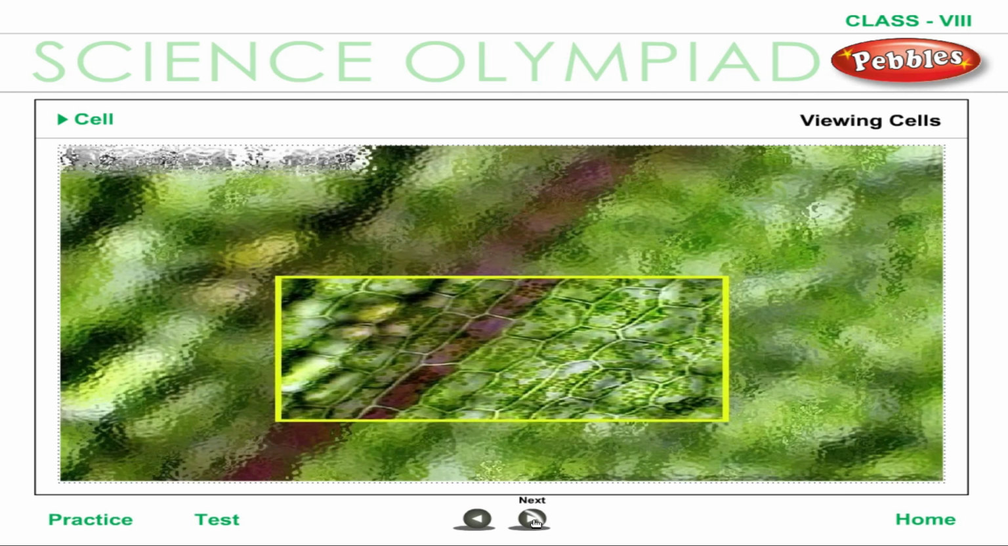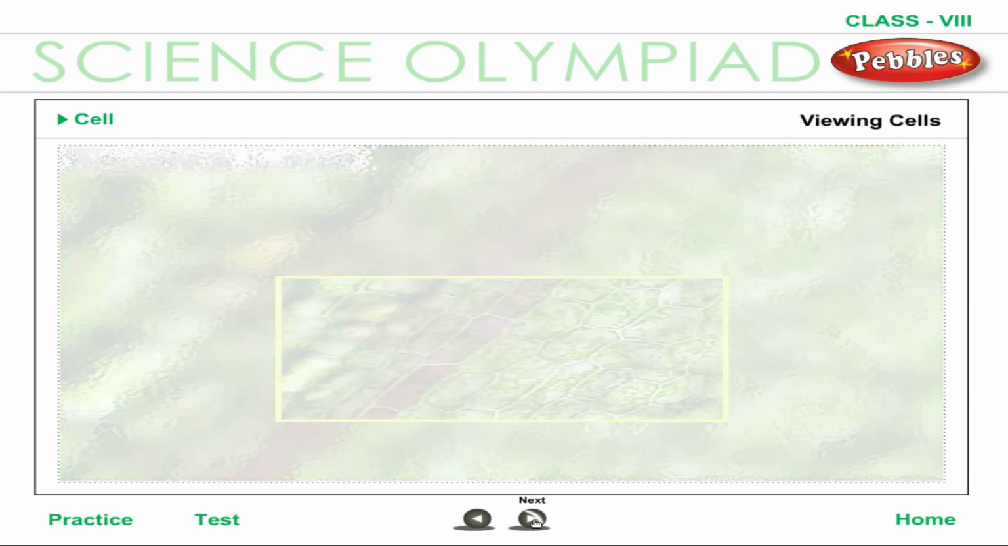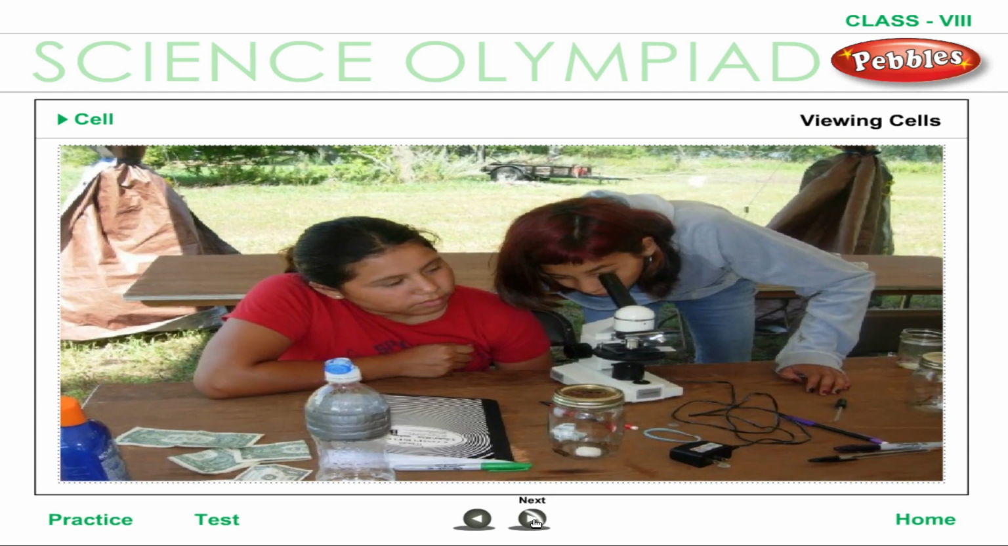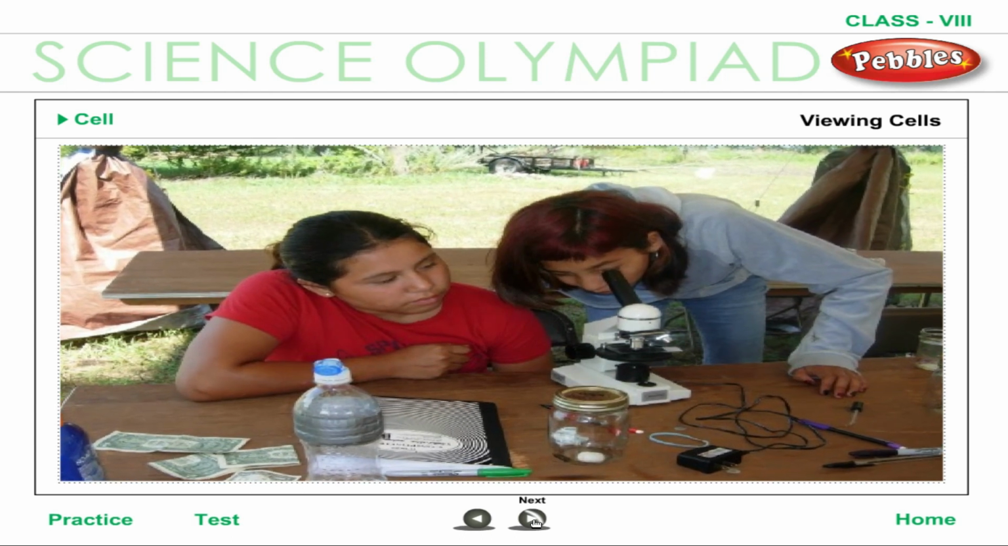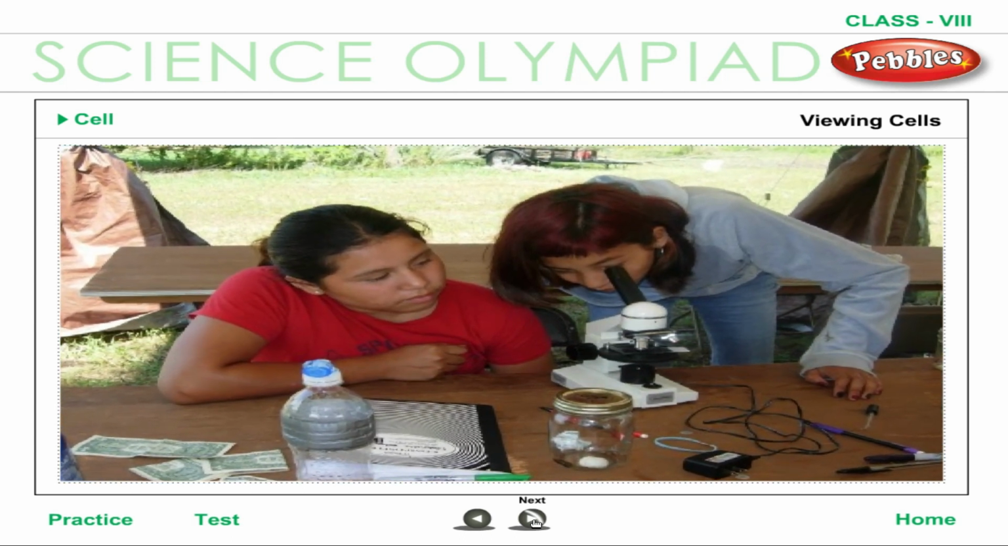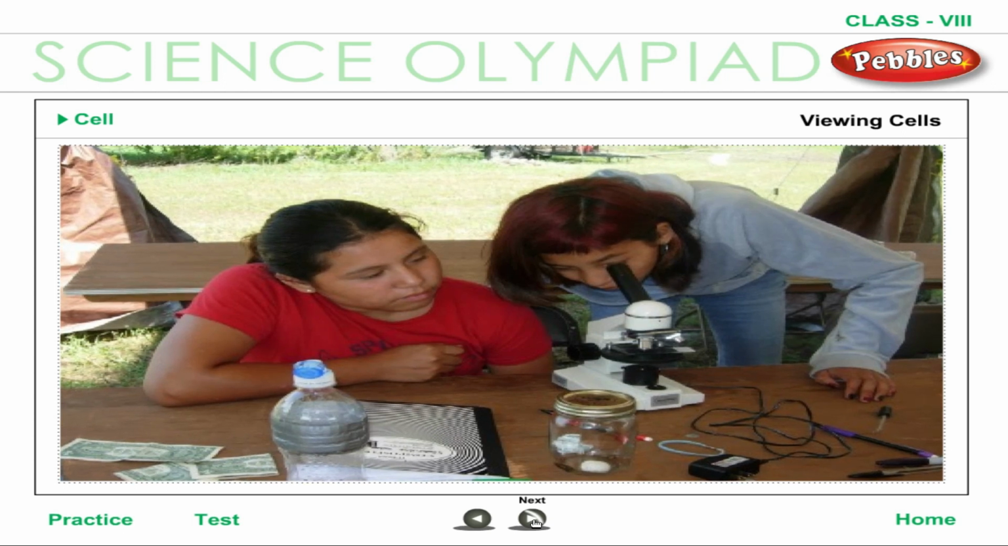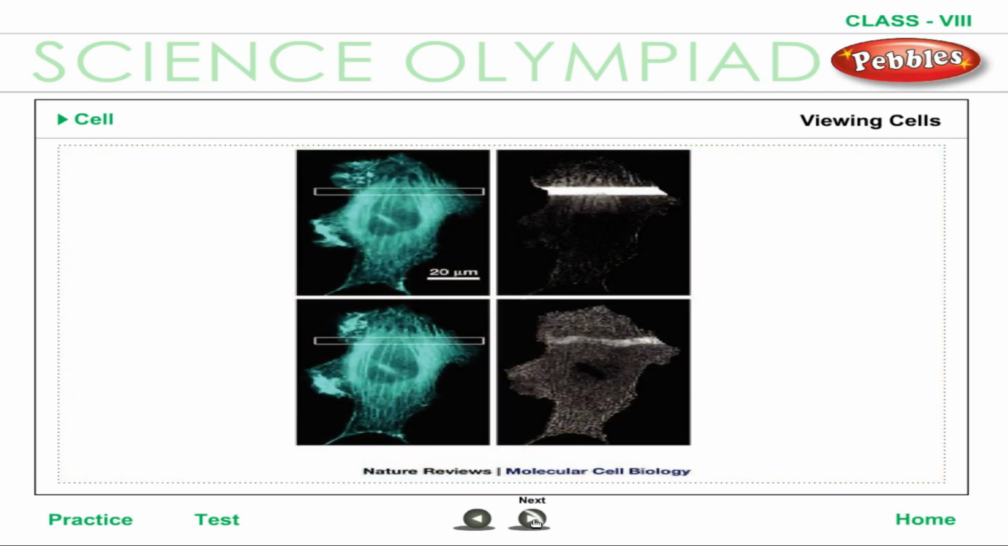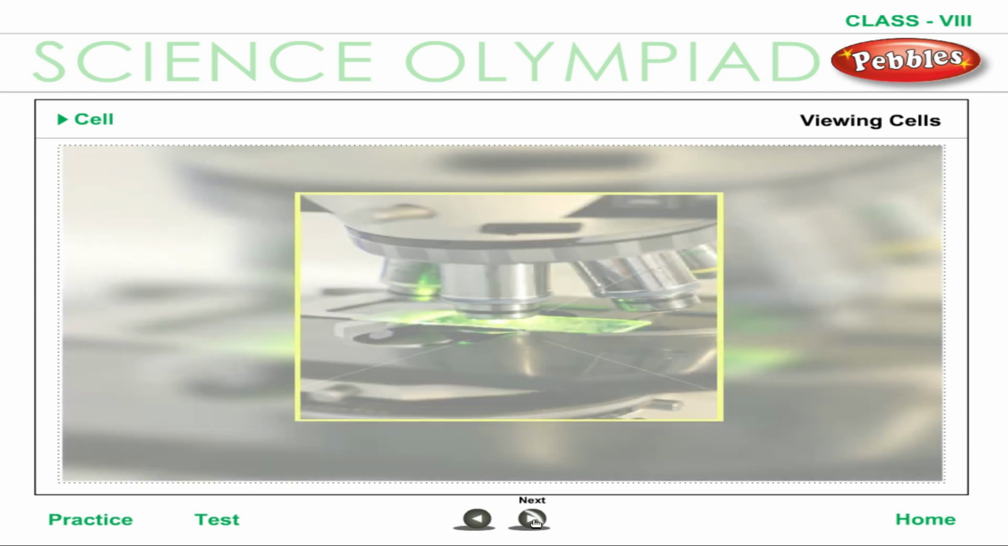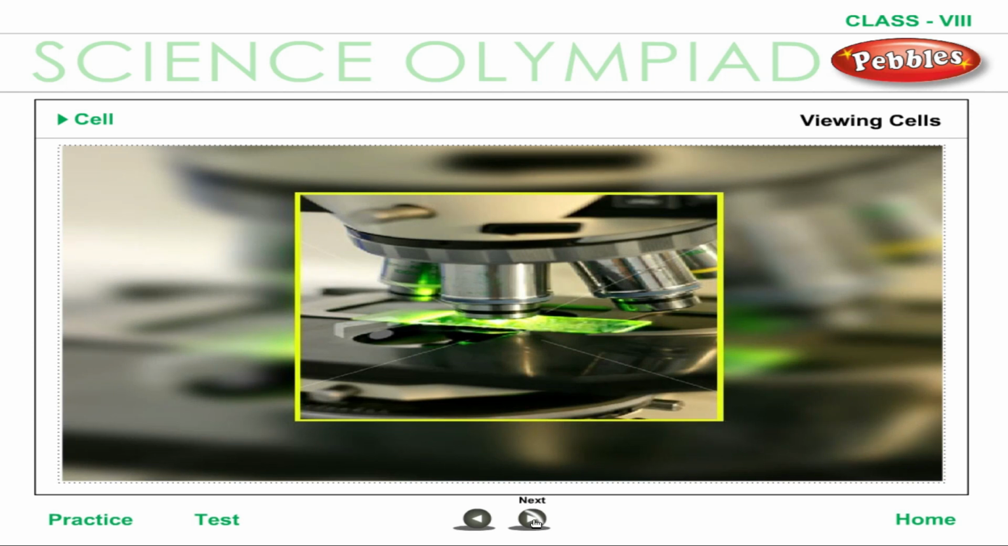Viewing cells. Most cells are so tiny that we need a powerful optical device to view them. We know that a microscope produces an enlarged image of an object. It is thus a very useful device for viewing the internal structure of cells and tissues. The object to be viewed under a microscope is generally referred to as the specimen. A thin sheet of glass, called a microscope slide, is used to hold a small sample of the specimen.